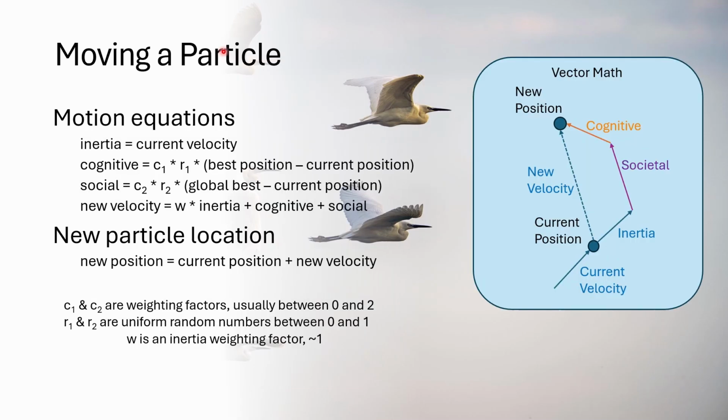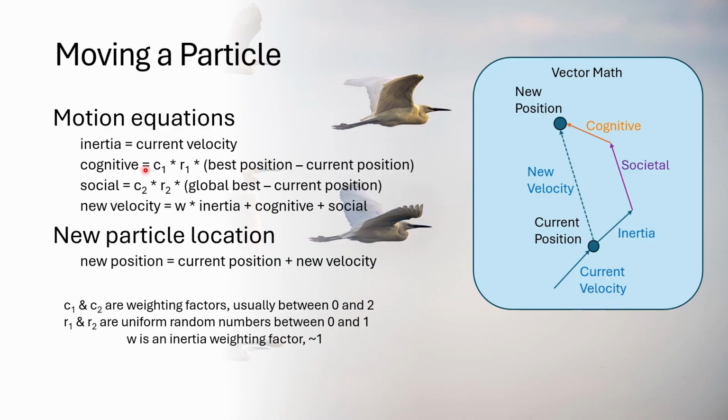Let's get into the mechanics of moving a particle. So particles move from one iteration to the next, and the number of variables to solve for is the same as the dimension of the solution space. So using that bird cornfield metaphor, we have the X position, we have the Y position, and that's how we want to move the current position to the new position. The first motion equation is inertia, so that's just the same as the current velocity, how it got to the current location. We just add that vector outbound in the same orientation.